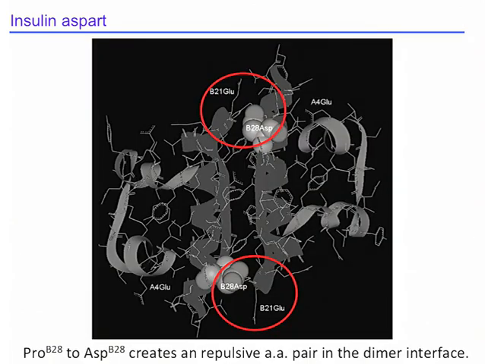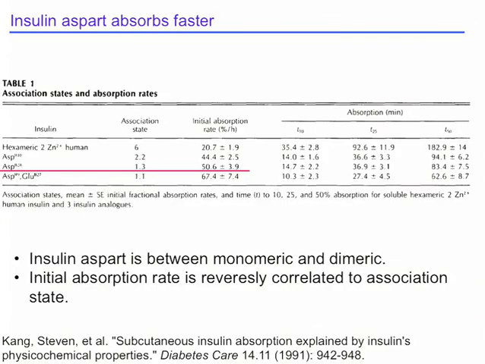Okay. So in the case of insulin aspart, there's a simple mutation from proline to aspartic acid at the B28 position. As you can see, this mutation will create repulsive amino acid pairs in the dimer formation region. So although those aromatic triplets are still here to have the dimer interaction, due to these two repulsive pairs, you can have more of the monomeric form than just the pure dimer form. This is an old paper, more than 20 years ago now.